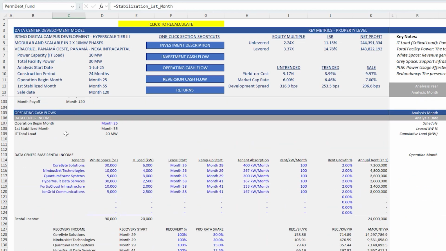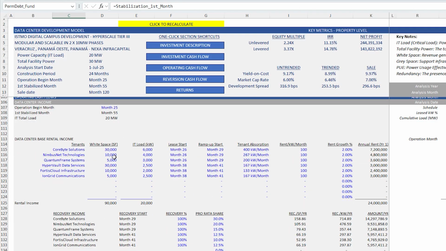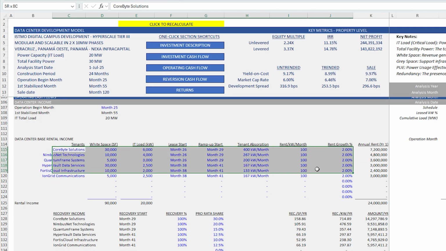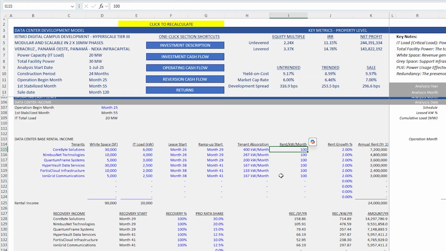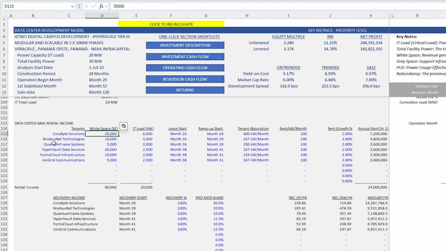This is where we're seeing rental income by each of the tenants. And again, as I mentioned, rent is quoted on a per kilowatt basis. So you'll enter assumptions for each of your tenants. You have the ability to add, it looks like, up to 10 tenants. In the current version of the model, again, I'm showing you beta version 1.2, he has not yet added the ability to add tenants beyond 10.